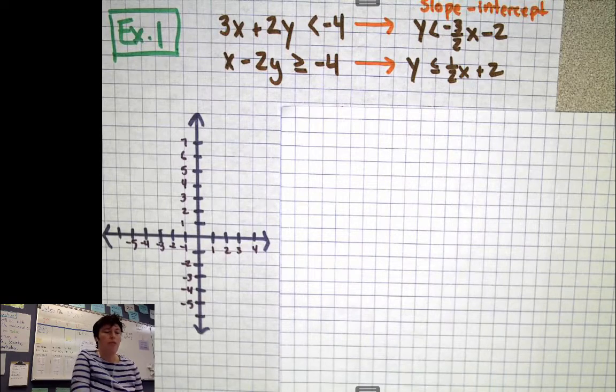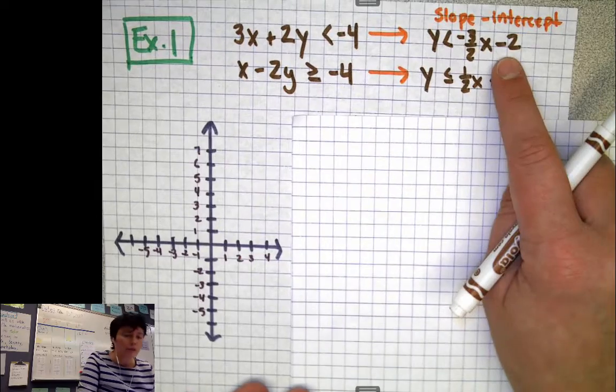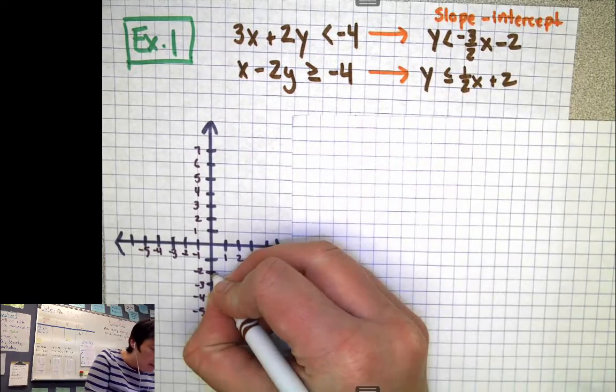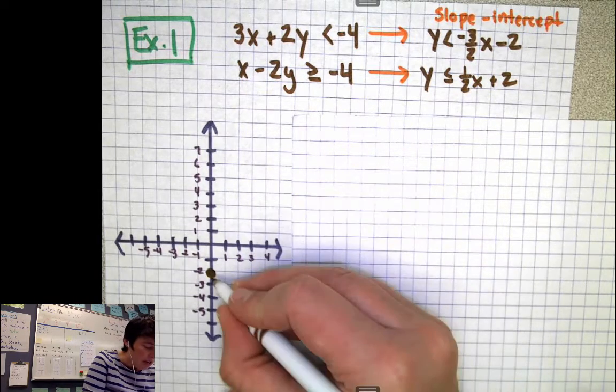So here's what I'm going to do. I'm going to start with each line and just kind of get the initial setup. So if it's y is less than negative 3 halves x minus 2, I'll start at minus 2, and I'll have a negative 3 halves slope. So I've got to go down 3.